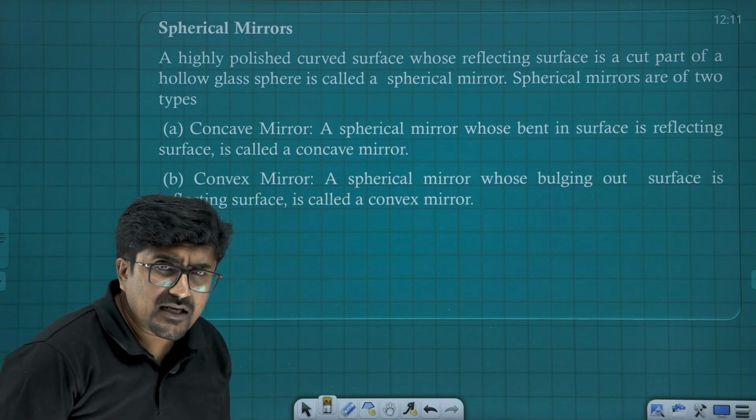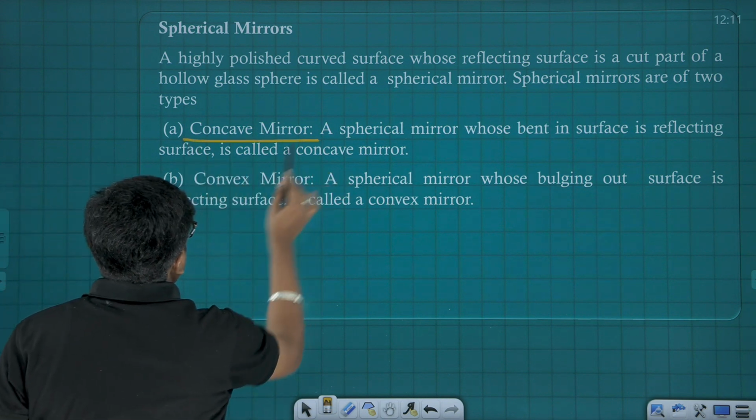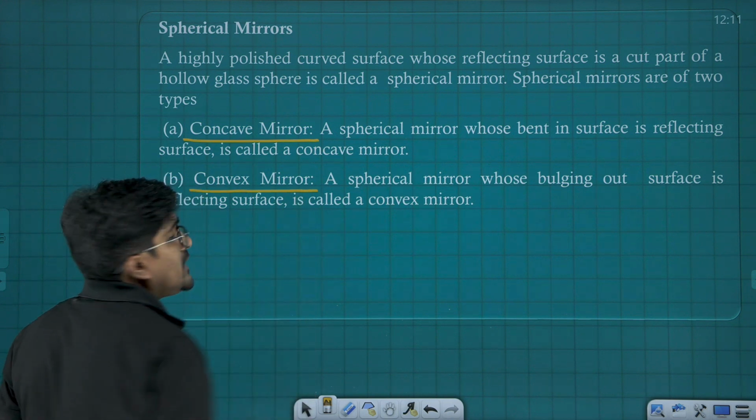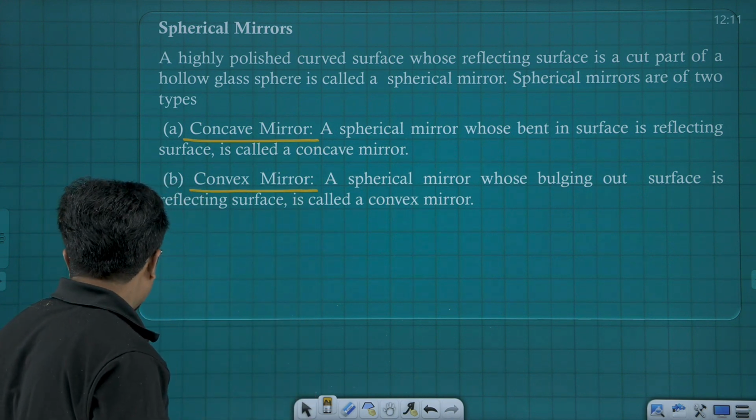Moving to the next, that is spherical mirrors. While discussing spherical mirrors, we have 2 types: the first one is the concave mirror, and the next one is the convex mirror. You know basically what the difference between these two is.